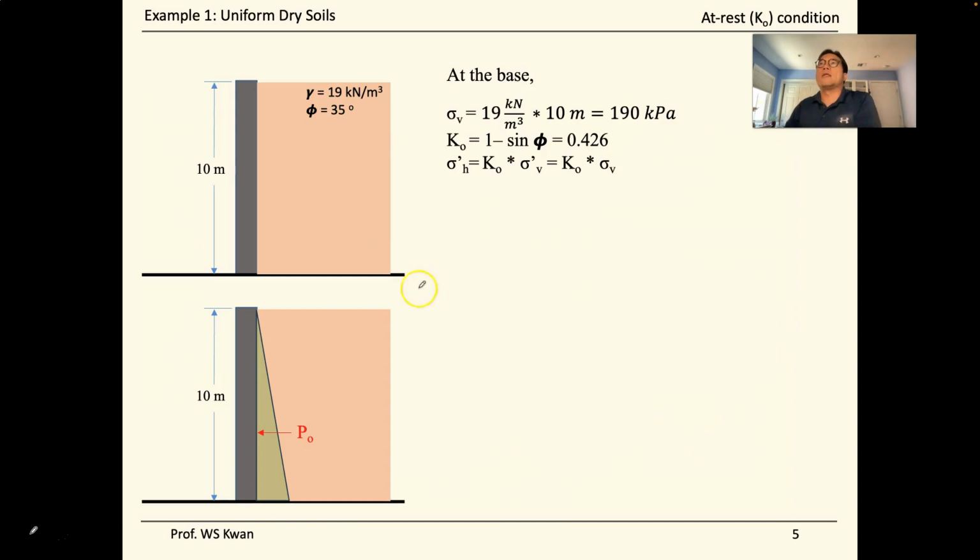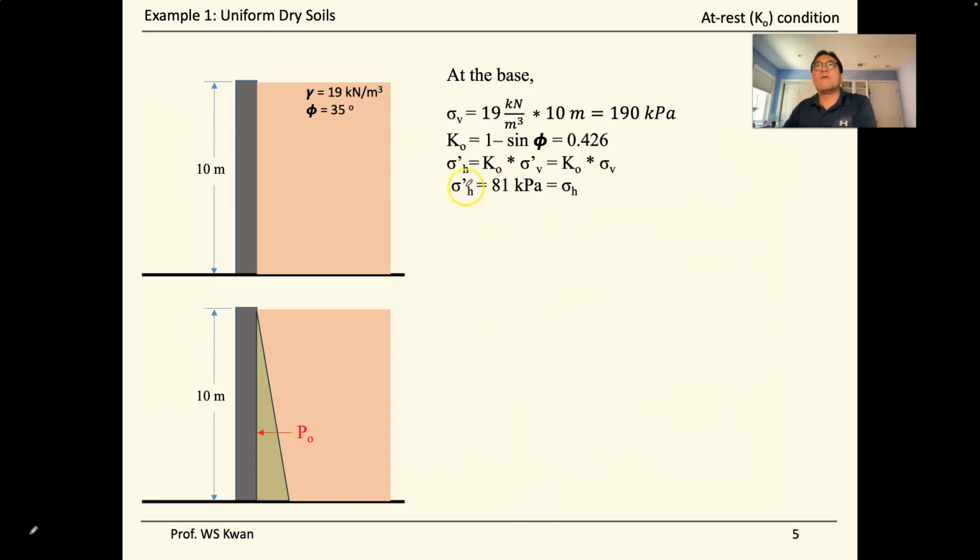So we know the K naught, and be very careful when we use these equations. Horizontal stress equals K naught times vertical stress. It must be on an effective stress basis. But so far, since we don't have water, the total stress is equal to the effective stress. So we are okay to directly use the 190 that we previously calculated for vertical stress, and then times the K naught. Then we can get the horizontal stress. Again, it only works on an effective stress basis, but since now we don't have water, effective stress would be equal to the total stress.